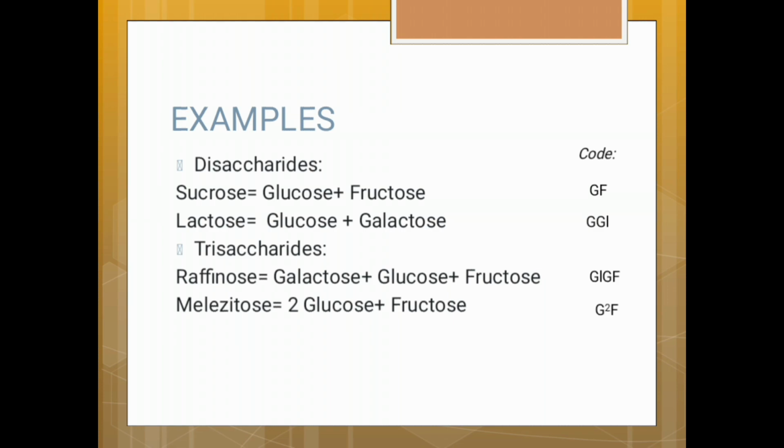We have raffinose. Raffinose is made up of galactose, glucose, and fructose. We also have an example called maltose, which is made up of 2 glucose units and a single unit of fructose. Raffinose is the sugar found in beans, while maltose is the sugar found in honey.